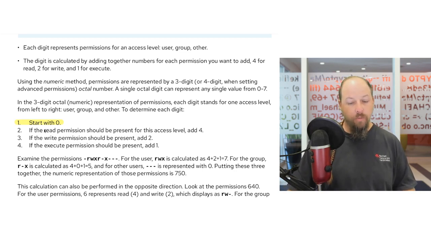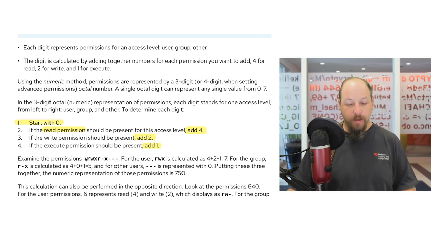If the user had the read permission, in other words, if read is enabled for the user, then we'll add 4. If the write permission is enabled, we'll add 2 more. And if the execute permission is enabled, we'll add 1. This gives you a total of 0 through 7 as options for the user access permissions.